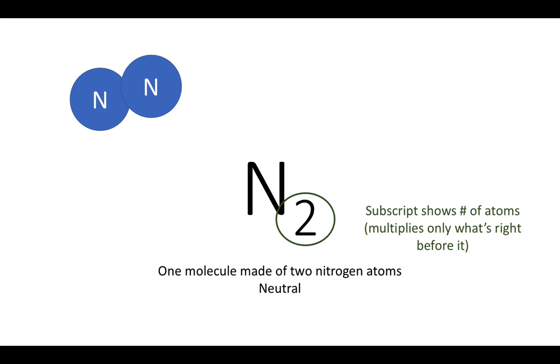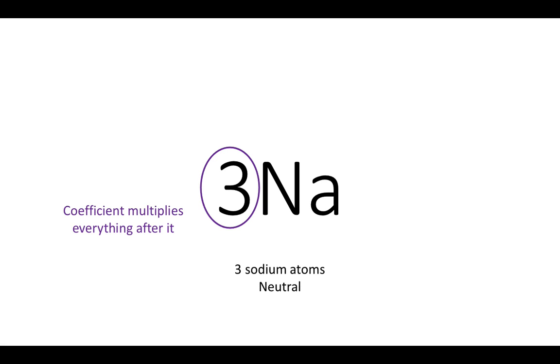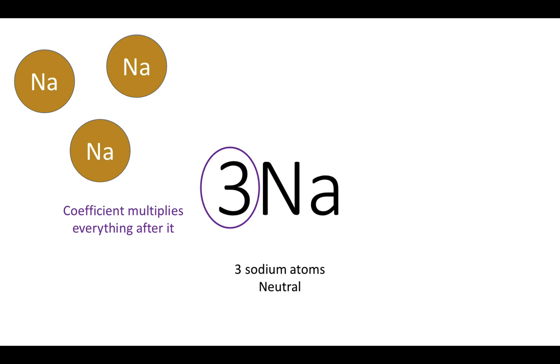That's a subscript. This 3 is written in front of the atom, so that means it is a coefficient, and the coefficient multiplies everything after it. So we're talking here about 3 sodium atoms. These are not bonded to each other. They're 3 separate sodium atoms. There's no charge shown, so we can assume that these atoms are all neutral. So that's what coefficients, superscripts, and subscripts look like and what they mean.